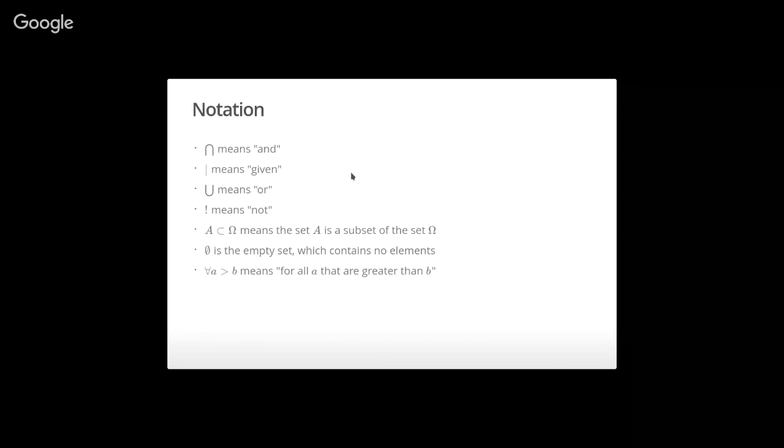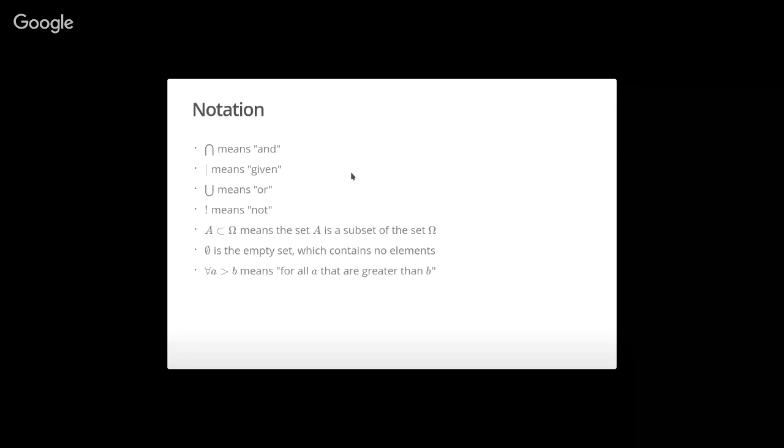Just a little bit of notation. You can refer back to this. The upside down U symbol can be read as AND, whereas the vertical bar can be read as given, and the regular U-shaped symbol can be read as OR. So we can put A operator B, and that operator can be the upside down U, the regular U, or the vertical bar to indicate given. We can negate any logical statement with the exclamation point.